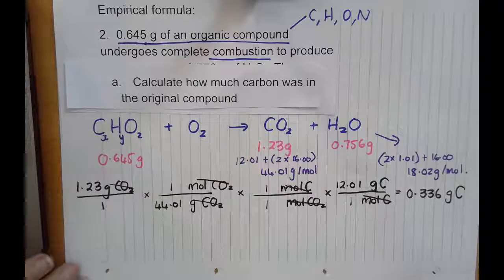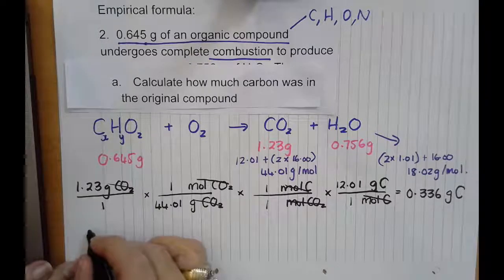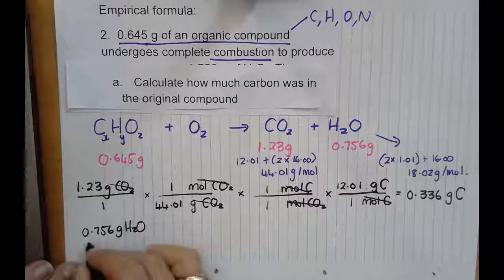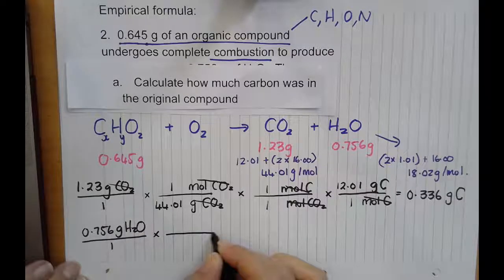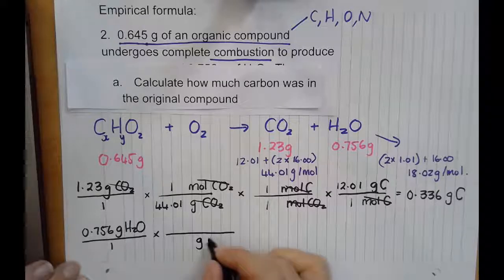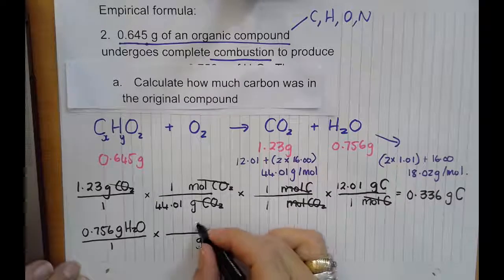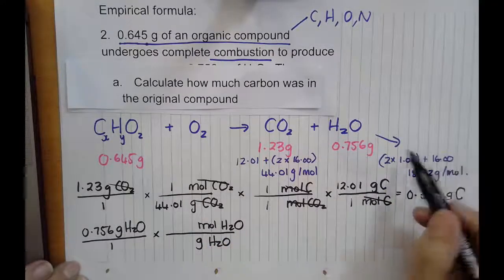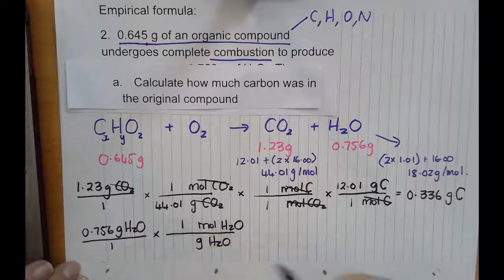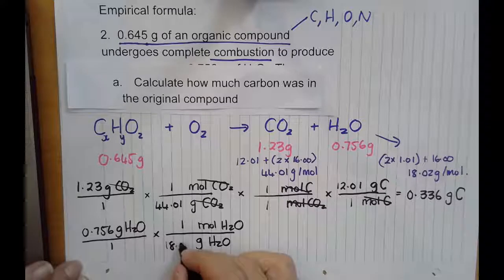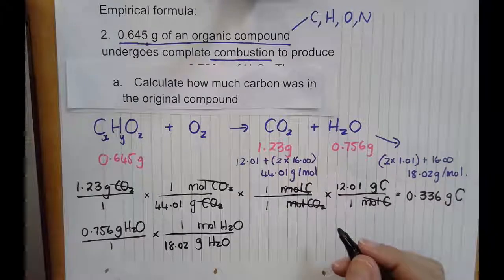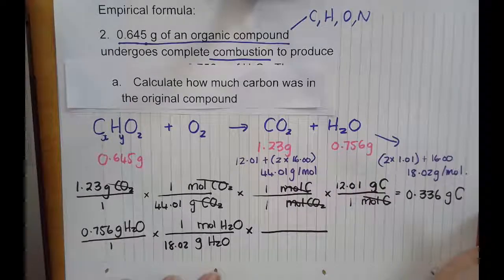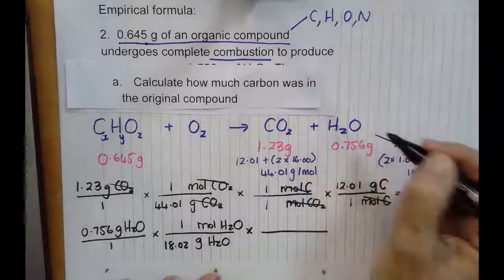Now to do the water, we're going to do it exactly the same way. So how much water do we have? We have 0.756 grams of H2O. I put that over 1. I'm going to multiply that by putting my grams of H2O at the bottom and my mole of H2O at the top. Now according to the molar mass of water, 1 mole of water has 18.02 grams in it. Now that I know how many moles I have, I'm going to convert to how many moles of hydrogen are in 1 mole of water.